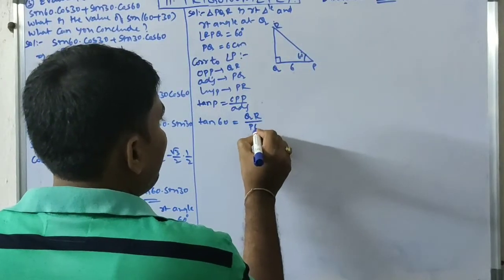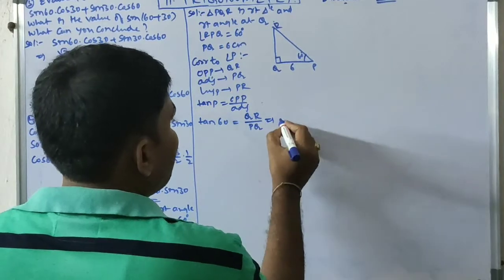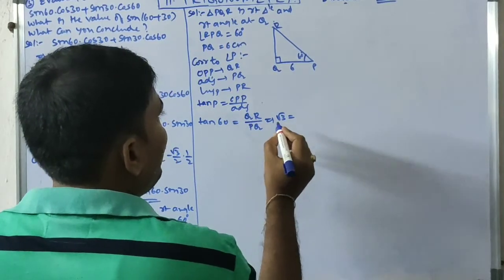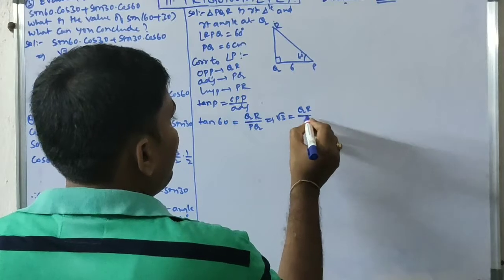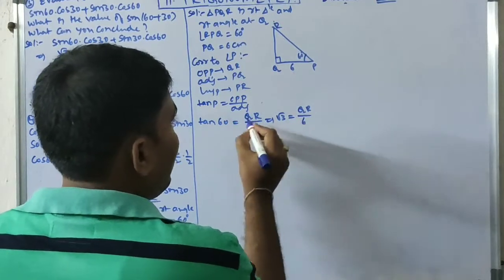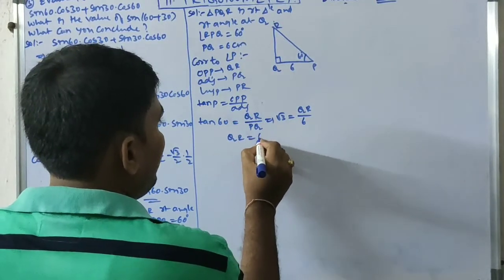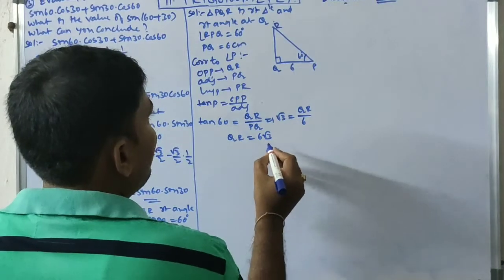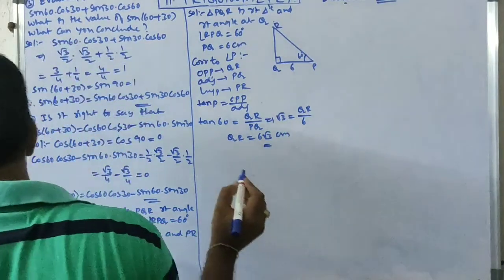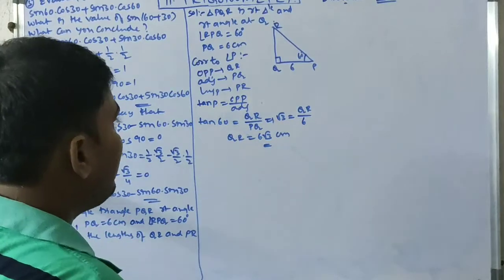Adjacent is PQ, so tan 60 equals root 3, equals QR, which we don't know, over PQ equals 6. Cross multiplication: QR equals 6 root 3 centimeters. We got QR equal to 6 root 3 centimeters.